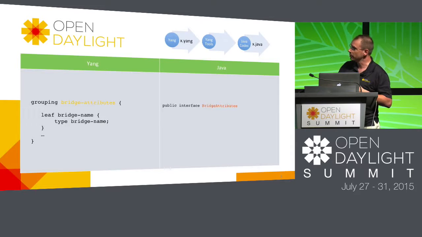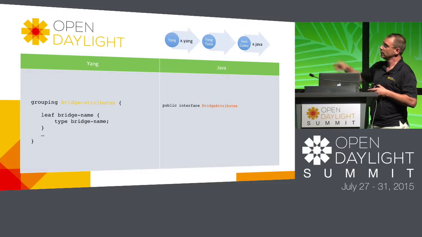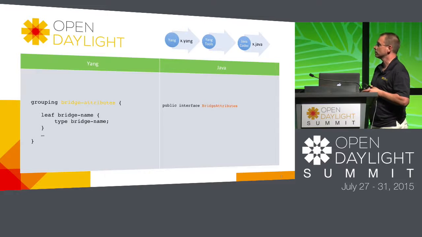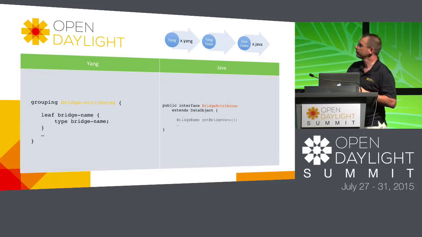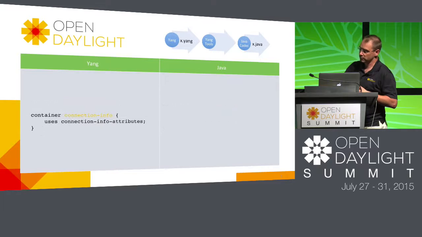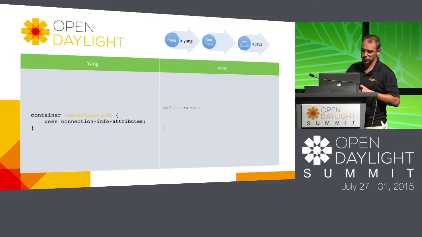Here we have a grouping in Yang of bridge attributes, and a leaf inside of this grouping container called bridge name with this type, and we'll see how we generate the class definition for that. And again, you would go back after you generate this and augment this. I'll just walk through here. It's a container definition.